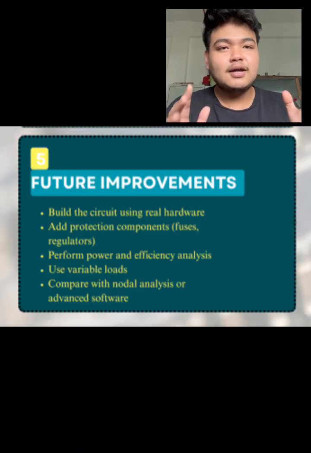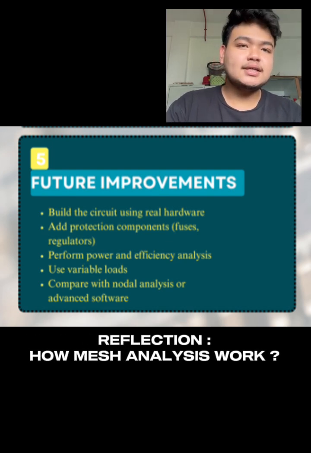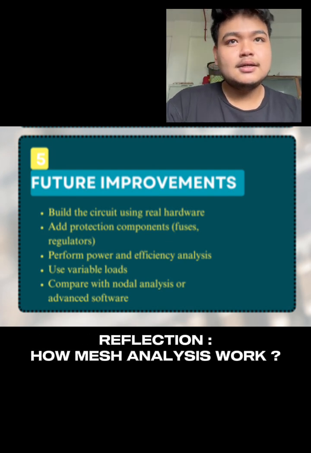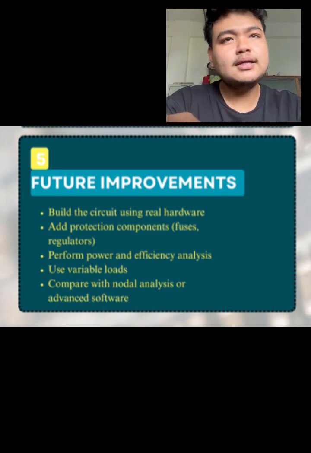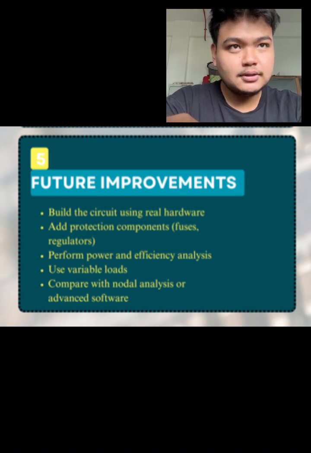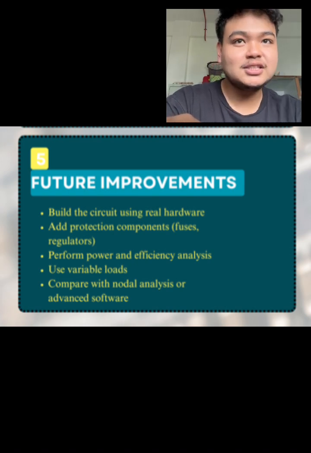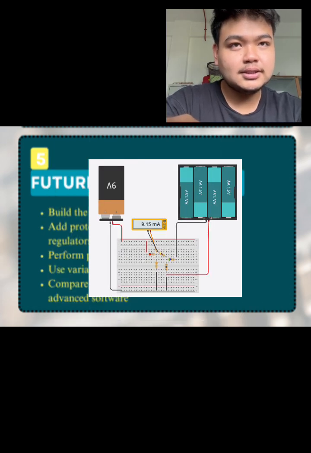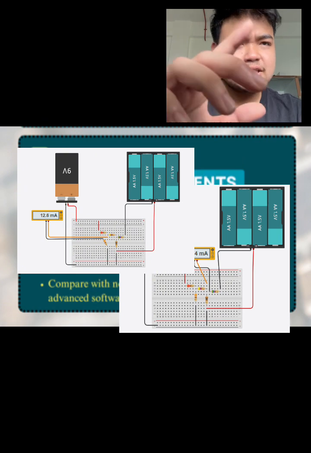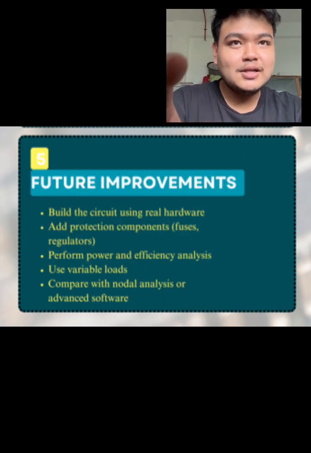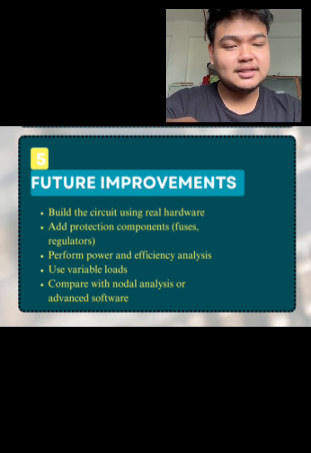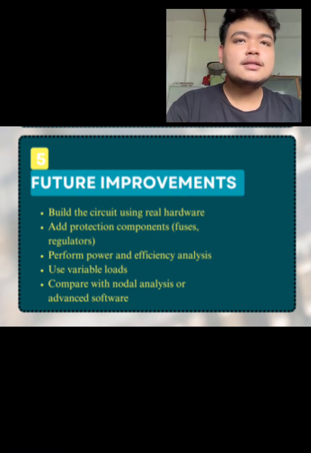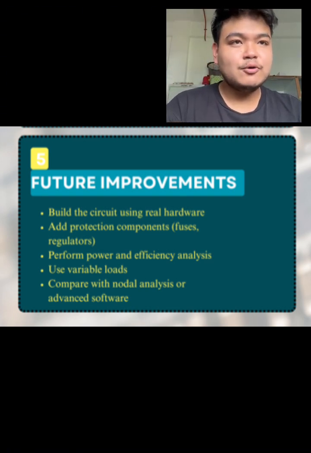For the reflection part, our project helped us understand how mesh analysis works in a real circuit with multiple loops and shared components. By supplying two devices from one battery, we learned how current is distributed and how theoretical calculation closely matches the simulation result. The small difference between calculated and simulated values shows that the analysis was accurate and the circuit worked as expected. For future improvement, our circuit can be enhanced by building it using real hardware instead of only simulation.